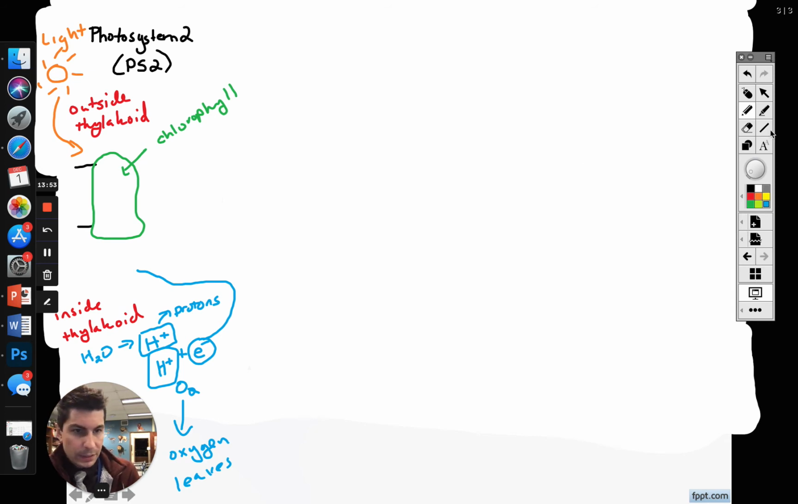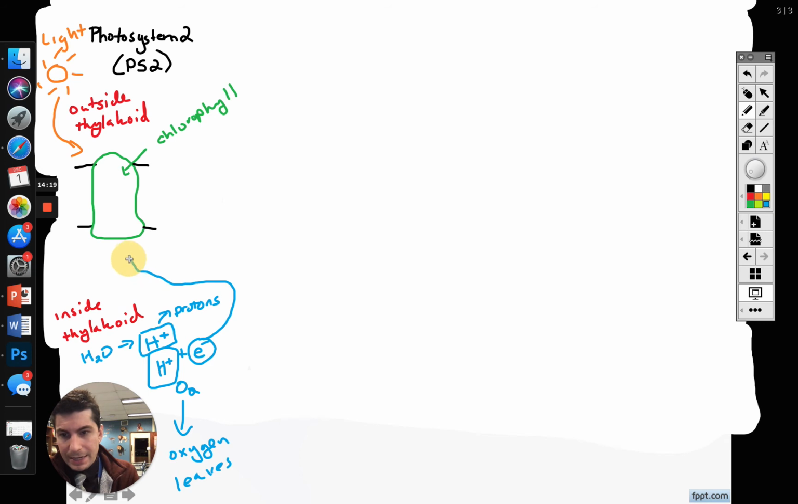So let me draw some more phospholipids here. Not many, just a little bit. This whole photosystem, guys, is going to be called an electron transport chain. You are going to hear that again in chapter 7 when we go over cellular respiration. However, what we're going to do is we are going to take this electron. So here's our electron.